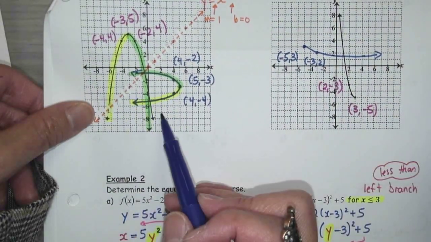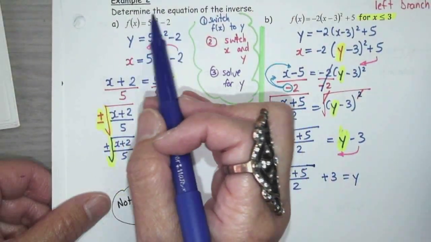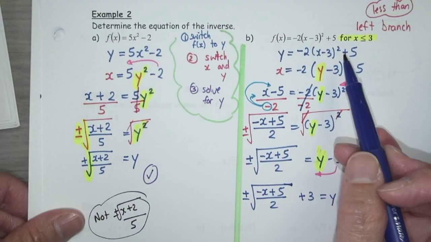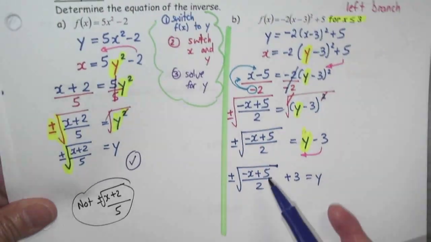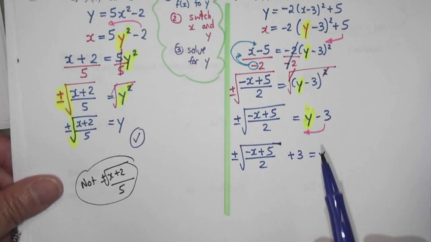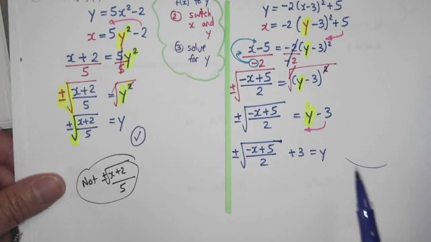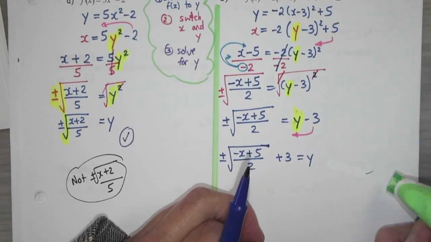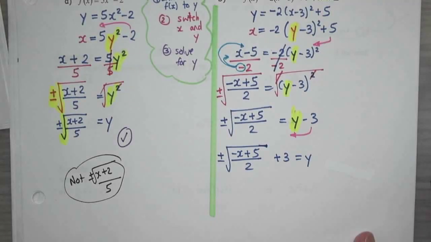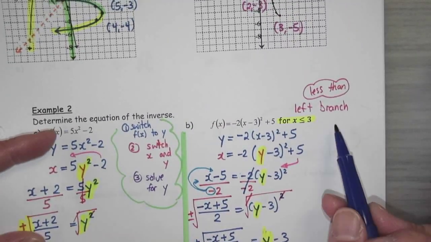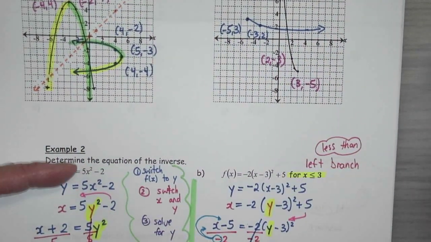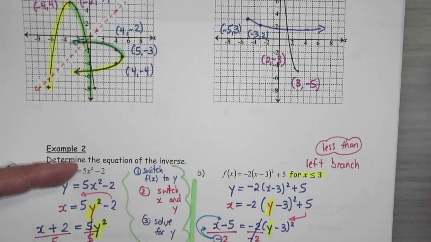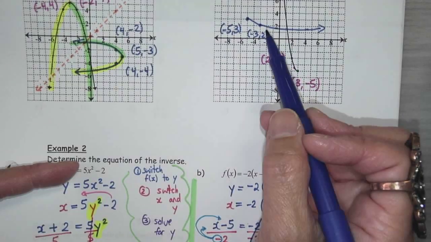So if it's the full parabola, I'm going to get top and bottom. If it's one branch, I should get one. This is the full parabola, yes? Full parabola. This is the left branch. I only want one of these guys. I don't want the top and bottom. This is giving me top and bottom. What do I want? If it's the left branch, do I want top or bottom of the square root? Bottom. Left is bottom. That's it.